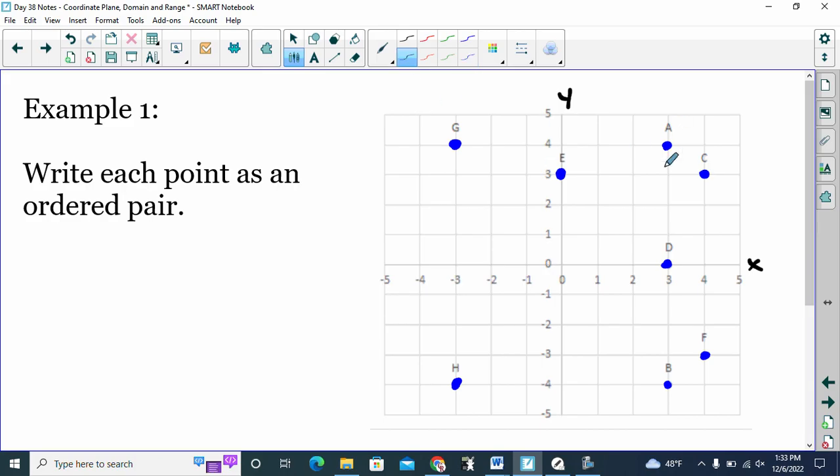So let's start with point A. Point A is this point right up here. An ordered pair, remember, we put it in parentheses with a comma in between. This point, we always write the x value first. So this point has an x value of 1, 2, 3, and a y value of 1, 2, 3, 4. So my x value is 3, and my y value is 4. Point B. B is this point over here. Notice the x value is again 3. And the y value, because I'm going down, the y value is going to be -4.